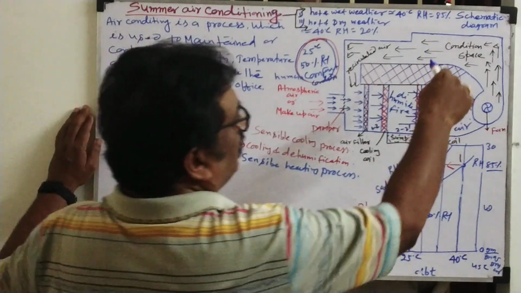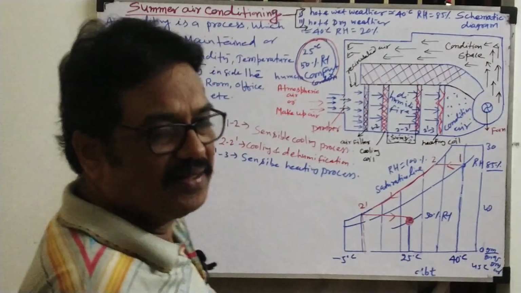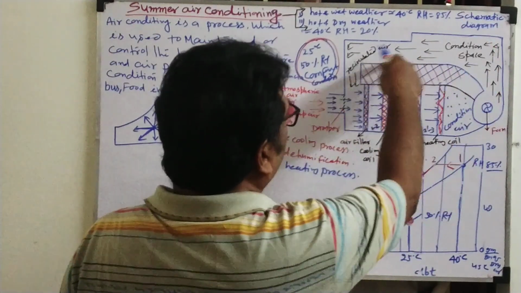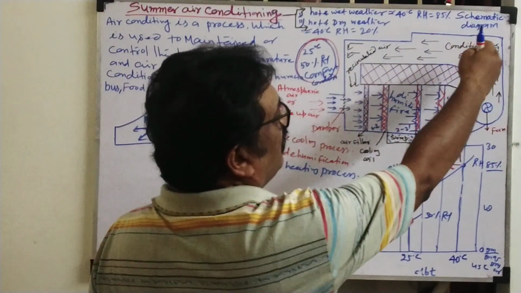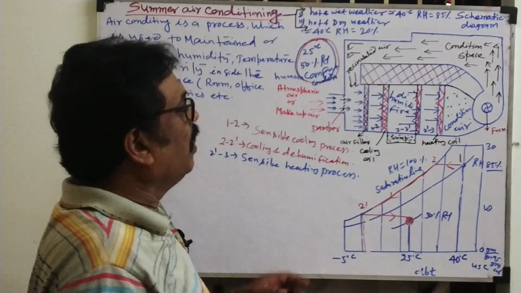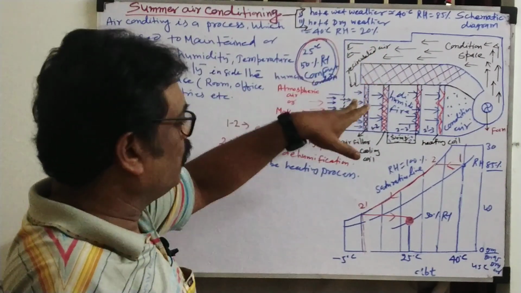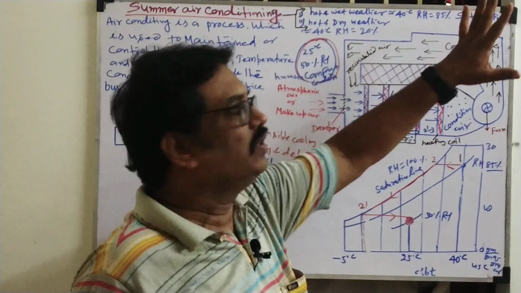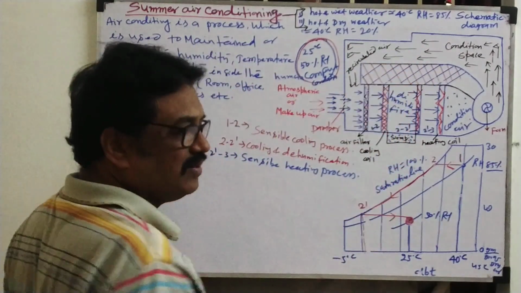Now, in the conditioned space, due to the ventilation and some appliances inside the room, some of the conditioned air will be absorbed. The remaining air is known as recirculated air. For example, suppose 15 kg of conditioned air is supplied to the room. All the 15 kg of air will not come to the outlet, because some air will be absorbed by the appliances, and some air will go through the ventilation. So that is called recirculation air.